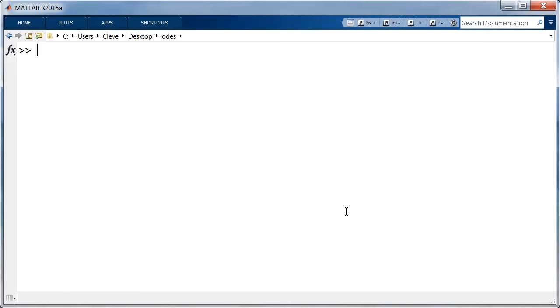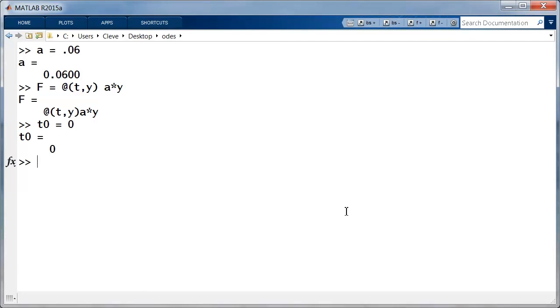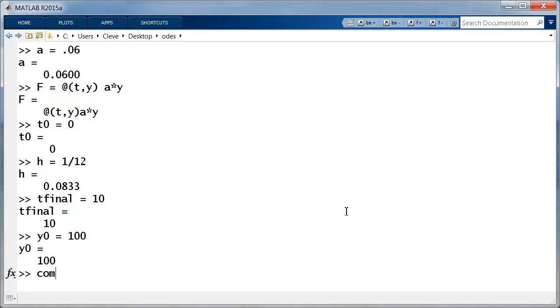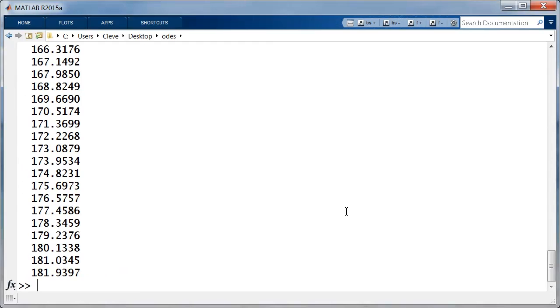Euler's method is actually the same as computing compound interest. So let's do a compound interest problem. Define the interest rate. Define our anonymous function using that interest rate. Start at time 0. Go in steps of a month. Go for 10 years. Start with $100. And here's our result of using ODE1 to compute compound interest.